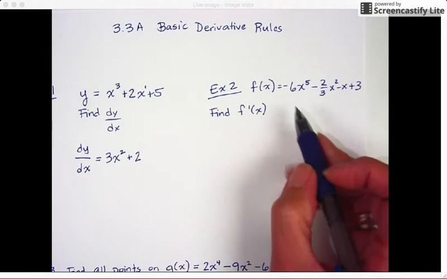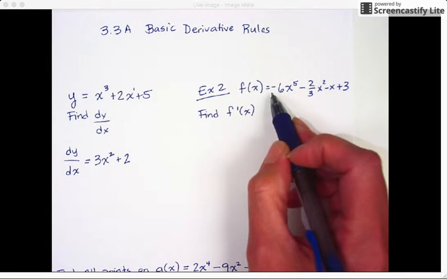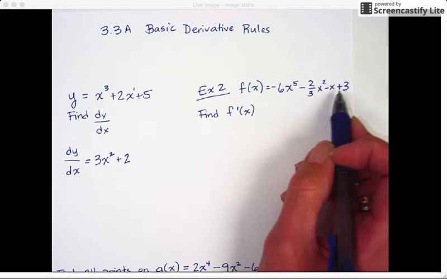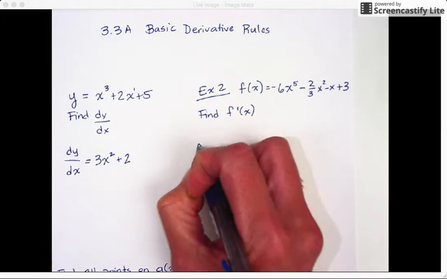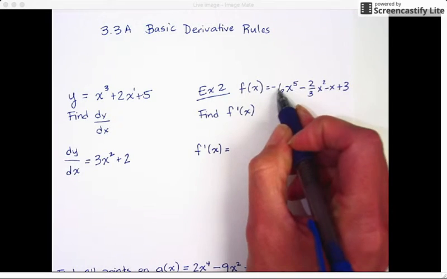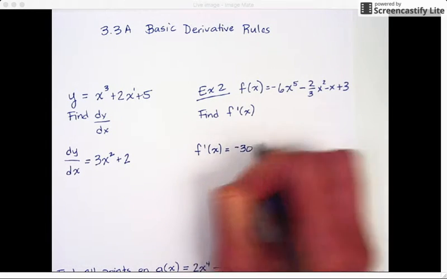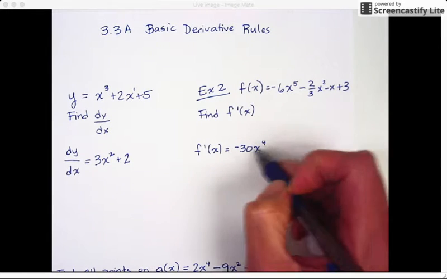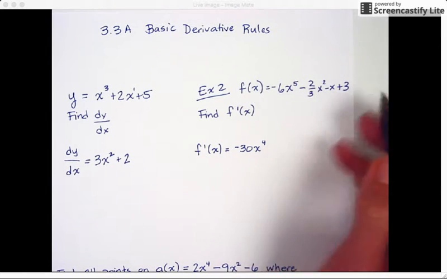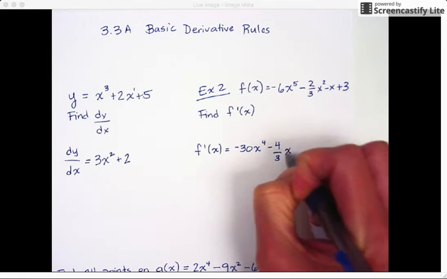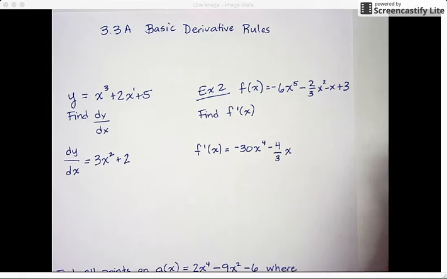Next, here's our function, f of x equals negative 6x to the 5th minus 2/3 x squared minus x plus 3. So f prime of x is 5 times a negative 6 is negative 30 x to the 4th. That one's done. Now 2 times a negative 2/3 is negative 4/3. Now becomes x to the 1st, so I'll just leave an x.